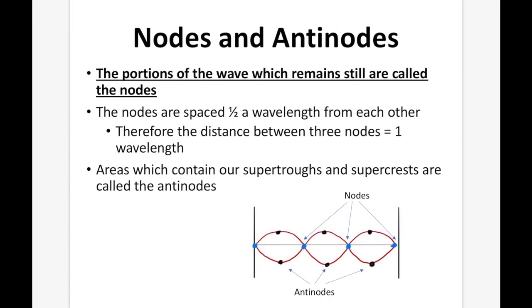Nodes and antinodes. The portions of the wave which remain still are called the nodes. So the nodes are going to be the blue dots, shown here, here, and here. The nodes are spaced half a wavelength from each other, and therefore the distance between 3 nodes is 1 wavelength. So you can see 1 node, 2 nodes, 3 nodes, and we get 1 wavelength as a result. Areas which contain our supertroughs and supercrests are called antinodes, and that's shown here, here, and here.